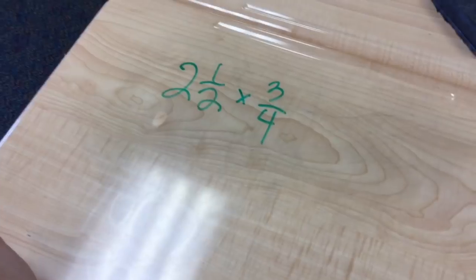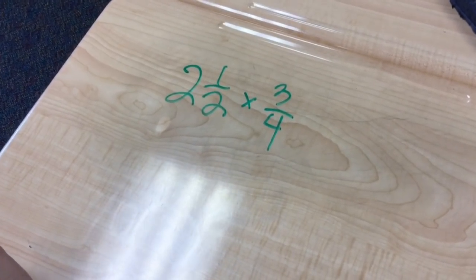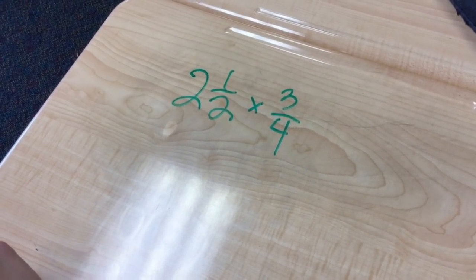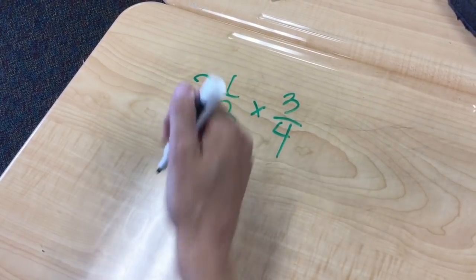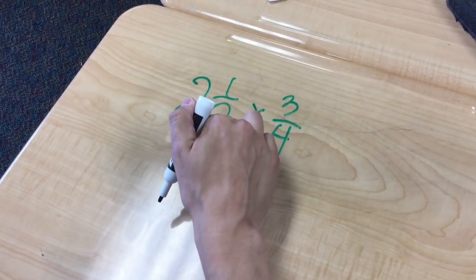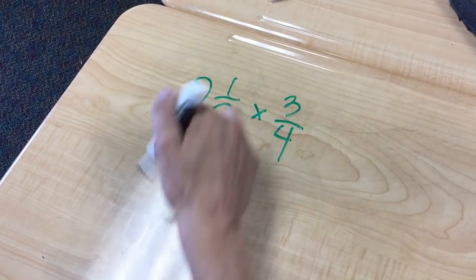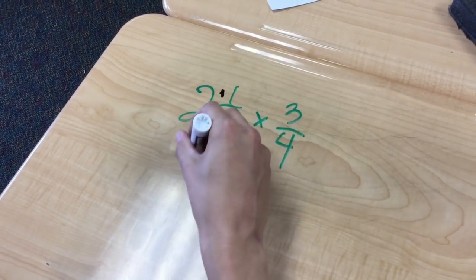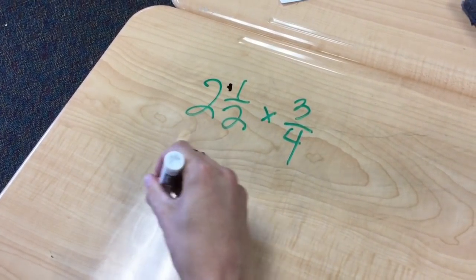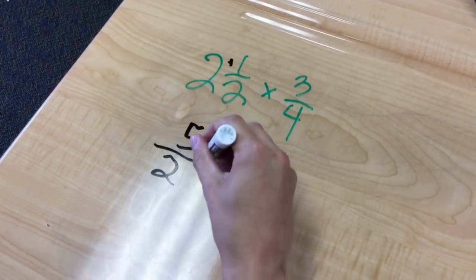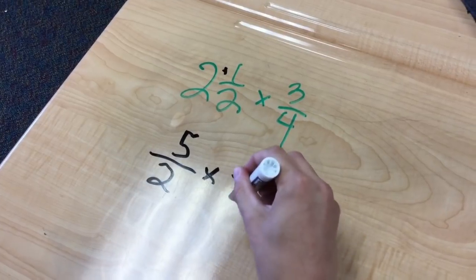Okay, we're going to turn that mixed number into an improper fraction. So multiply the 2 times 2, whole number times denominator. And then add the numerator, so plus 1. 2 times 2 is 4, plus 1 is 5, over... The denominator stays the same. 2. Now put times 3/4. Now solve like you did before.